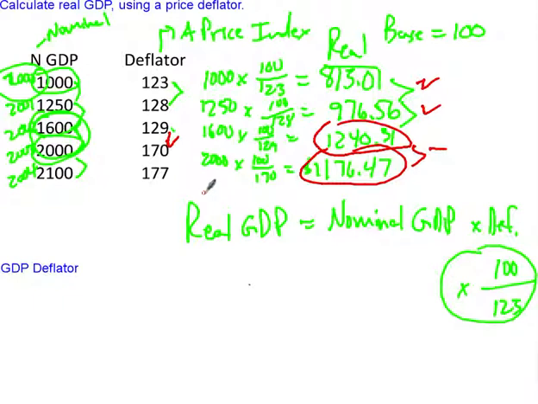All right, and then the last one, we'll say 2,100 times 100 divided by 177, and that's going to equal 1186.44. And so this is how you take the real value, this is how you calculate the real GDP by using nominal and the deflator.